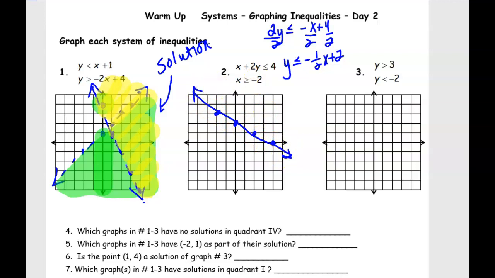Okay, and because it's less than, I look at my y-intercept and I go less than, so it's less than that value, so I'm going to shade below the line here. All right, now when I look at the second line, it's a vertical line at x is negative 2. So I'm going to go to negative 2. All right, and this is going to be a solid line.